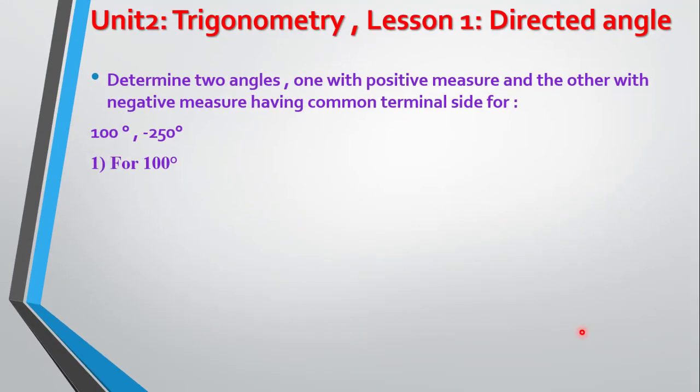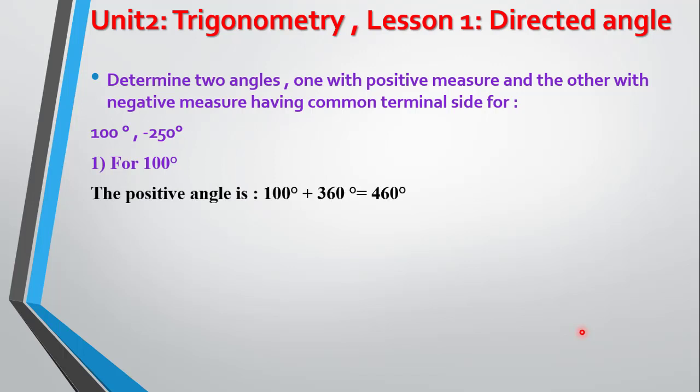Let's take this exercise. Determine two angles, one with positive measure and the other with negative measure, having a common terminal side. I have 100 degrees and I have negative 250. For 100 degrees, I want one positive and one negative, so I can add 360, then I'll get the positive, and I can add negative 360 to get the negative.